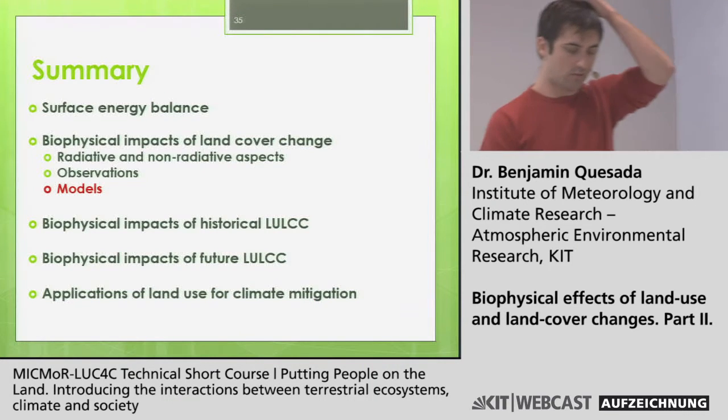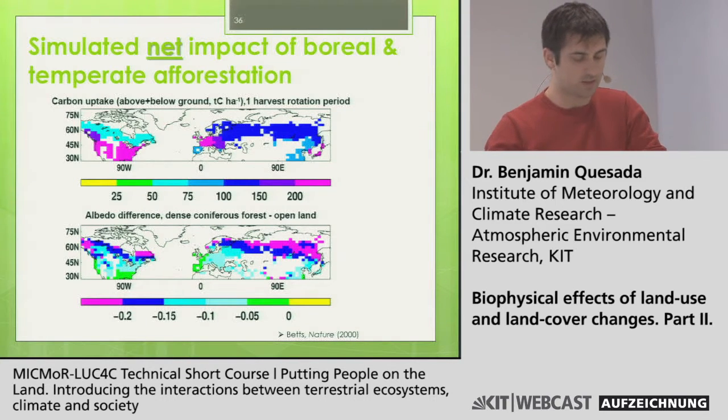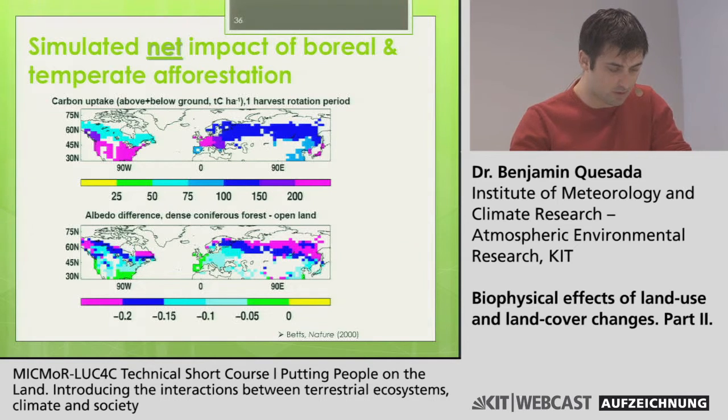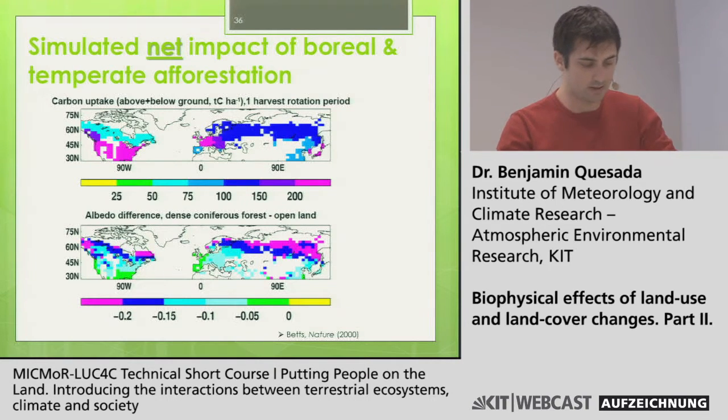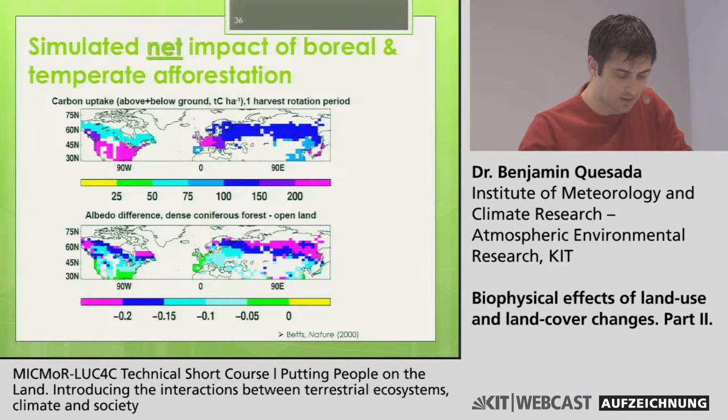So let's see now, there was a question yesterday, because I talk a lot about deforestation, but what about afforestation? And what is the net impact of northern hemisphere afforestation? That's a study from Betts in Nature 2000 comparing the biogeochemical effect of afforestation, which leads to a higher carbon uptake, as we can see there in the top panel. So Betts puts, I think, dense coniferous forest at each grid cell, so it gives more carbon uptake for boreal forest, for example.